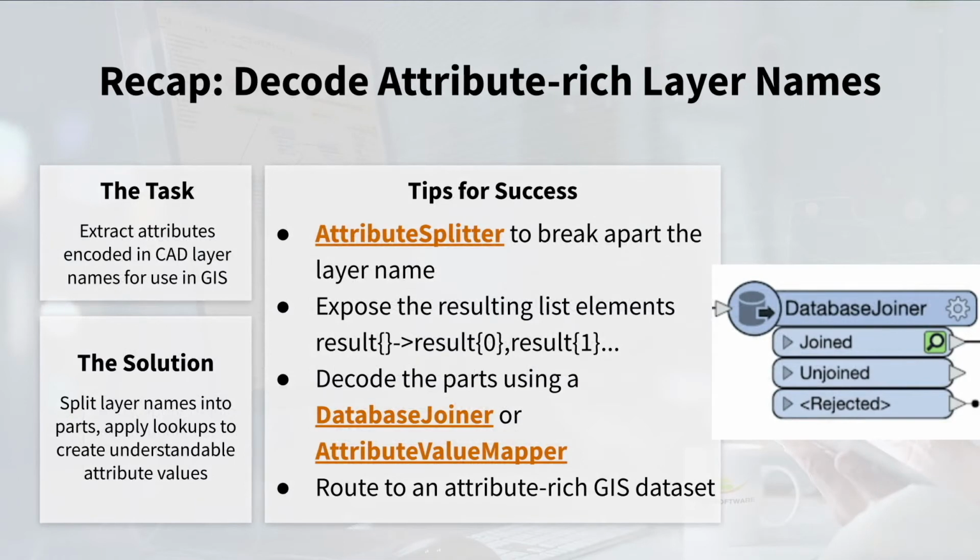So again, how did we decode these attribute-rich layer names? We split the layer names apart with an attribute splitter. We got at the parts of the list that resulted by exposing the elements. And then we used a database joiner to go out to those spreadsheets that had the decoding values. We could put them also inside of our workspace with an attribute value mapper. And lastly, we're ready to go to GIS.